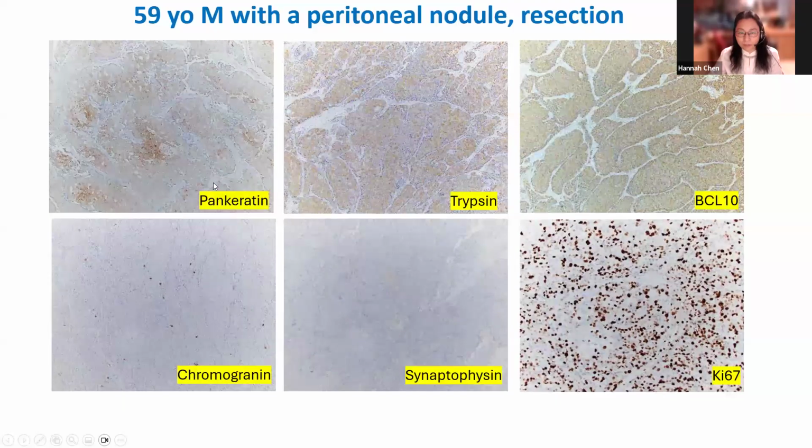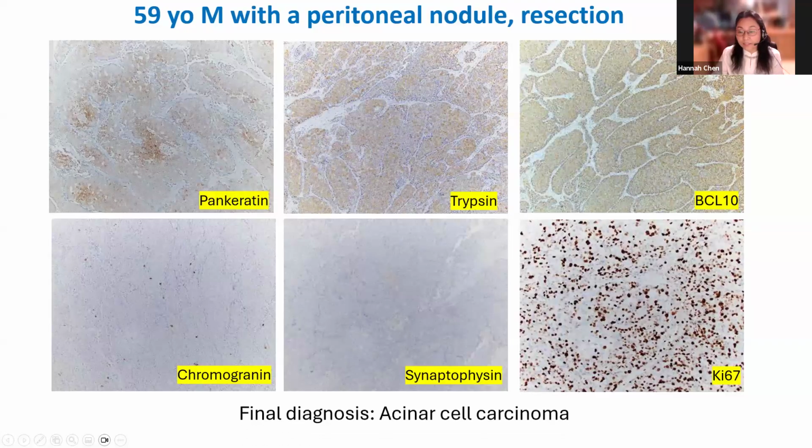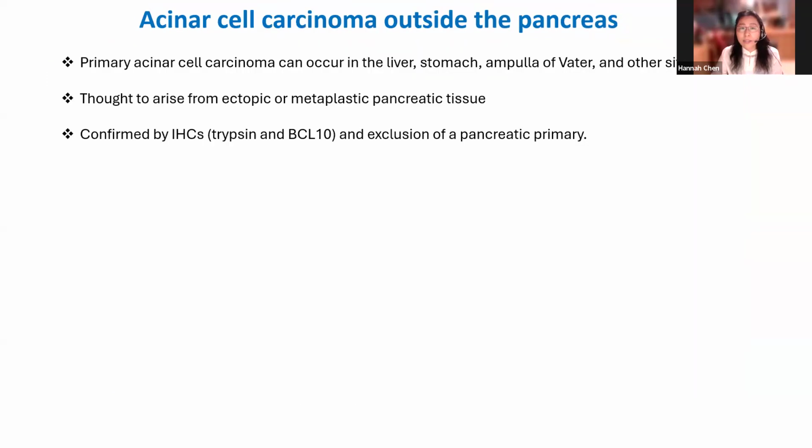The tumor is positive for pancreatin, trypsin, BCL10. Only a few cells show chromogranin positivity. Synaptophysin is negative. Ki67 is very high. Diagnosis: acinar cell carcinoma. So, acinar cell carcinoma outside the pancreas. This patient does not have any lesion in the pancreas, so we think this is acinar cell carcinoma outside the pancreas.